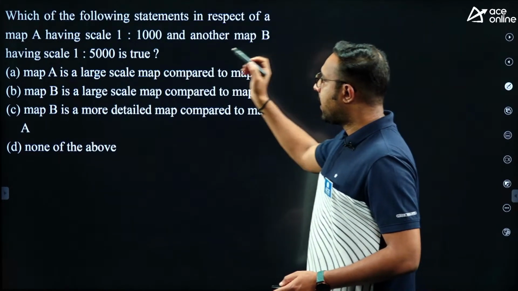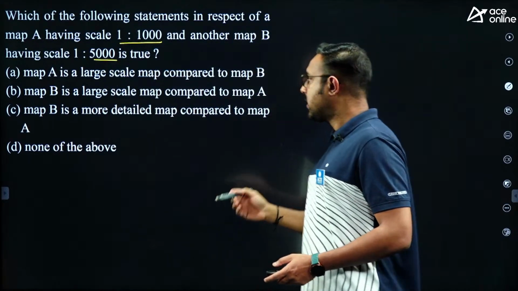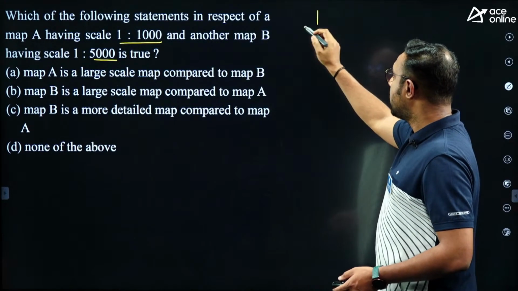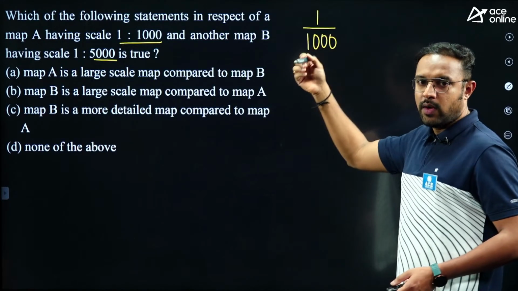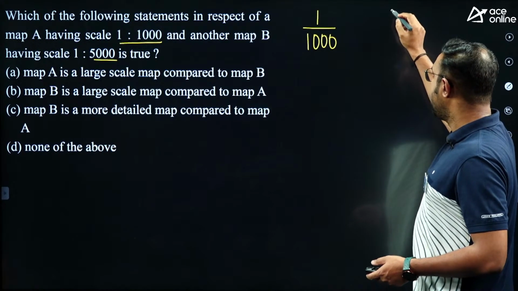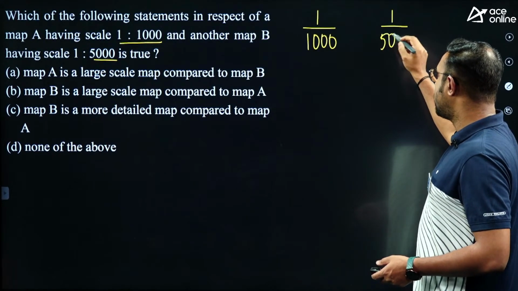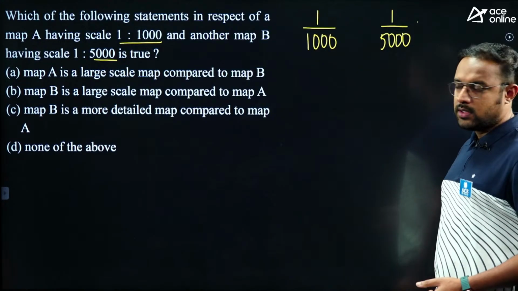Here the representation of the scales is in RF. The 2 scales that we have: first one is 1 in 1000. What is the meaning of 1 in 1000? Every 1 unit on the paper represents 1000 units on the ground. What is the second scale? 1 in 5000. What is the meaning? Every 1 unit on the paper represents 5000 units on the ground.